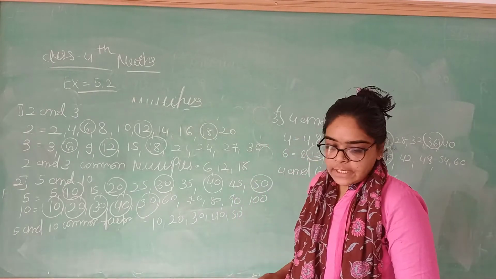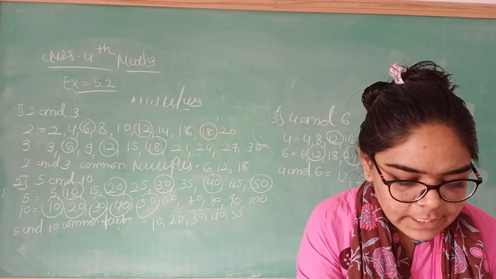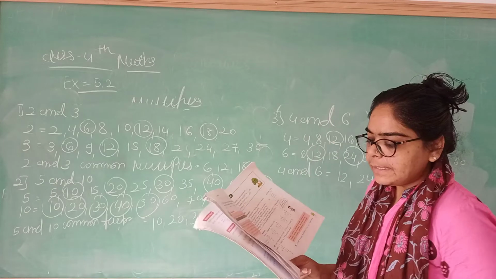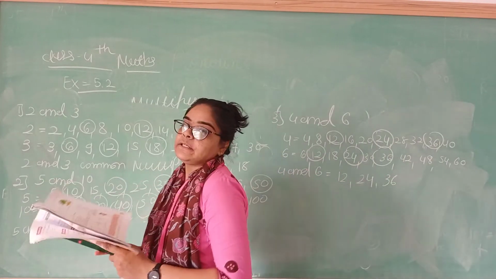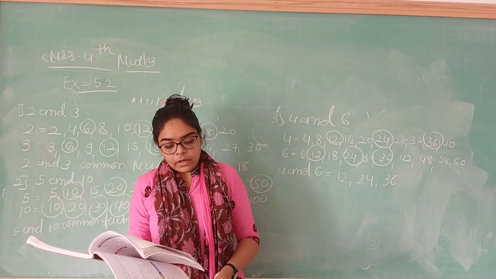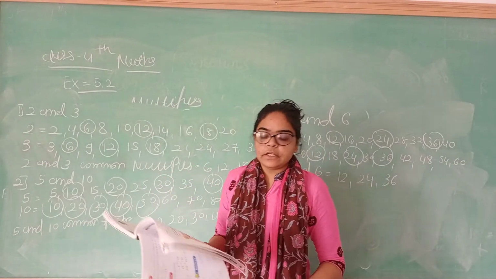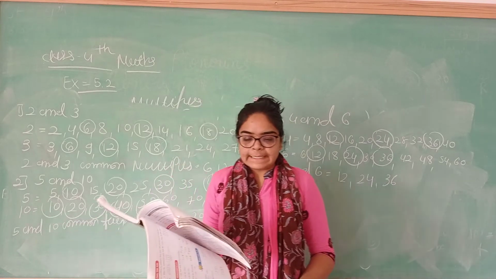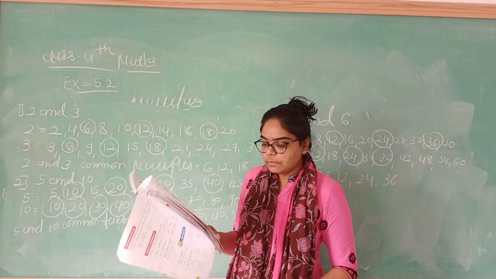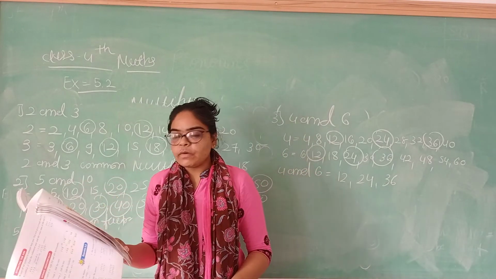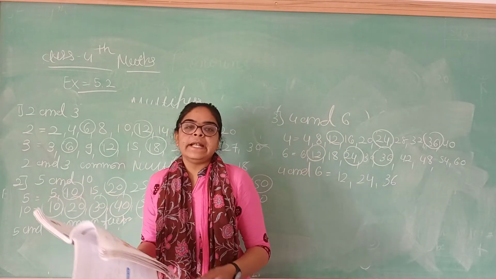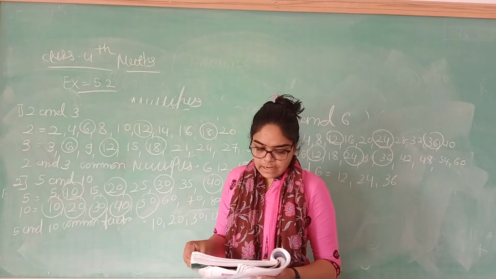My dear students, our next topic is the properties of factors. Properties of factors mean: 1 is the factor of all numbers. 1 is the smallest factor of a number. A number is a factor of itself. A number itself is the greatest factor of itself. The factor of a number is smaller than or equal to the number. Every number has at least two factors, that is 1 and the number itself.